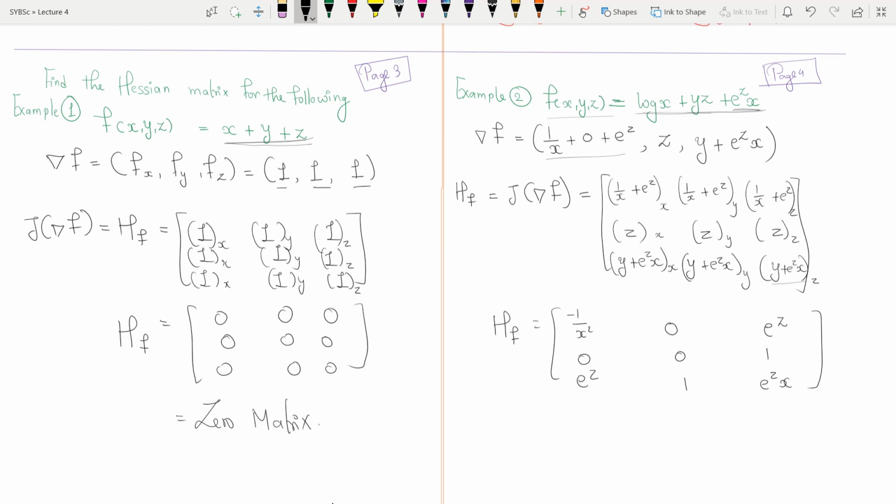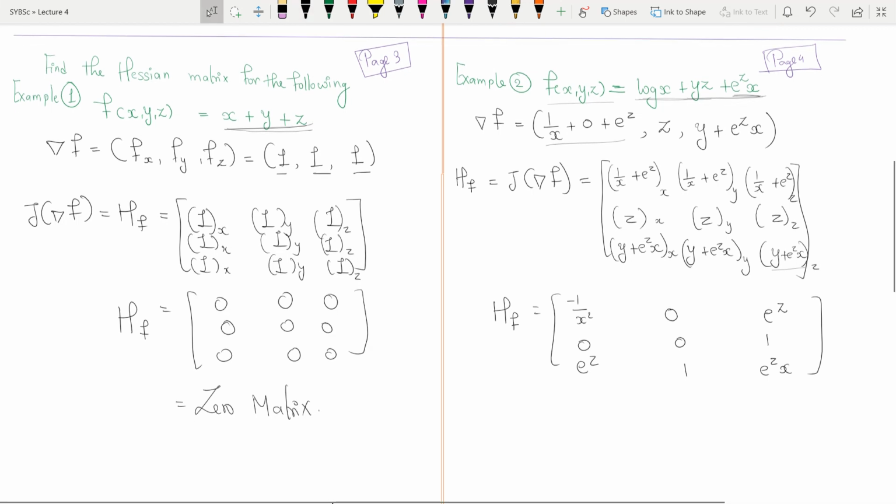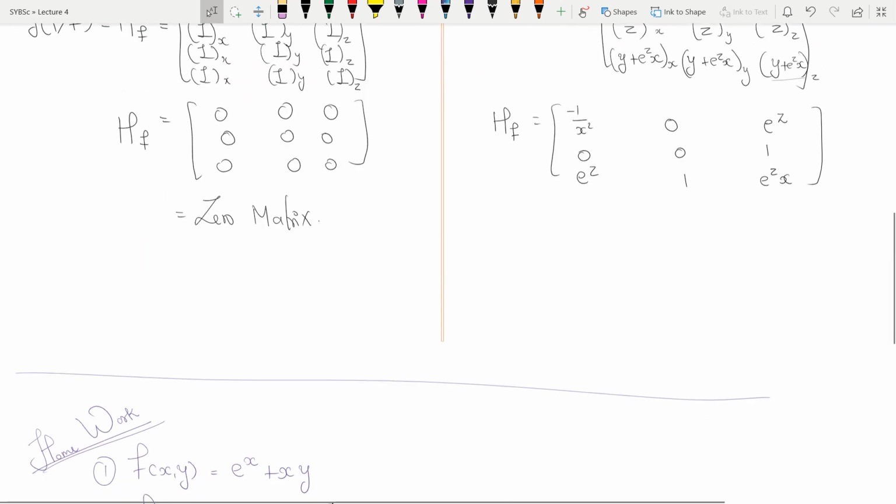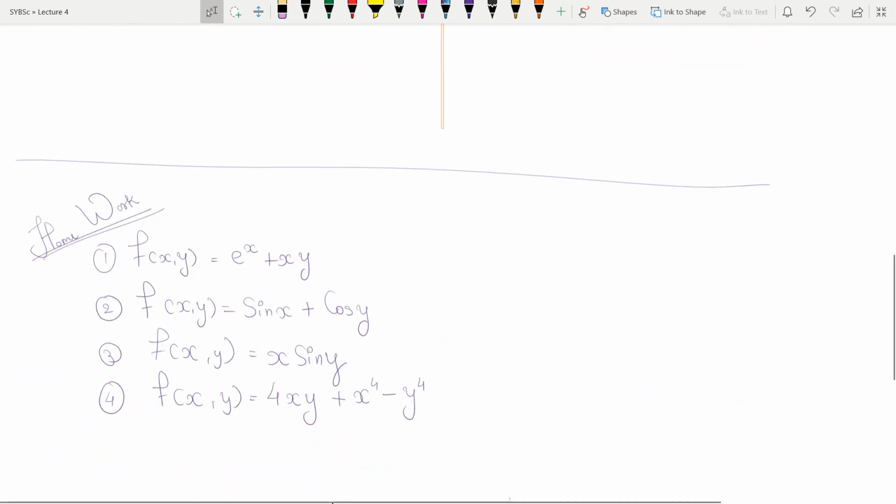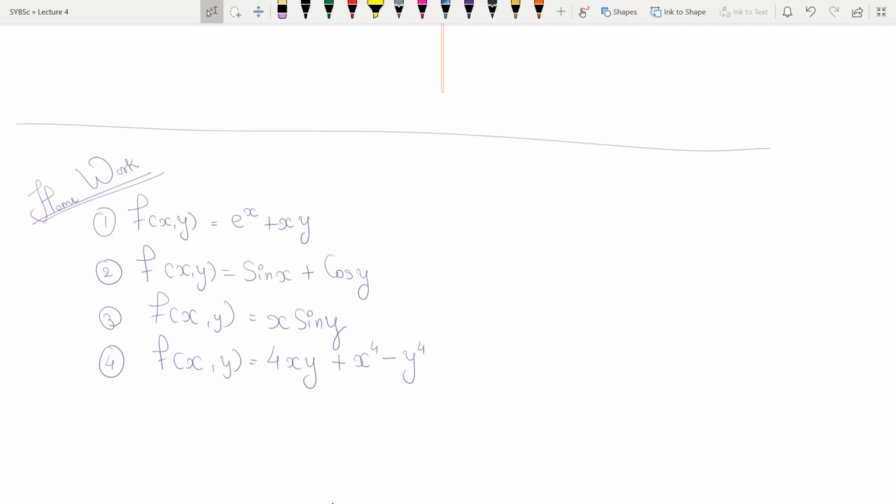If you cannot do it, don't worry about it, I am always there for you, but I feel you guys will learn about it once you do the example. It is a really simple example. I have just put 1, 2, 3, 4, and these are all 2 cross 2. If you want, I will just solve the first one.